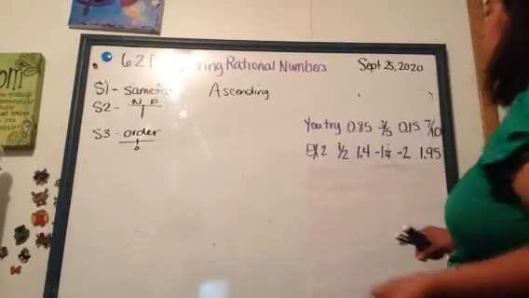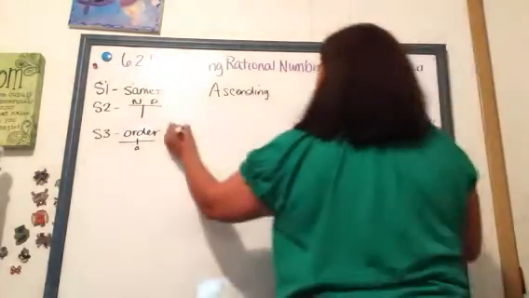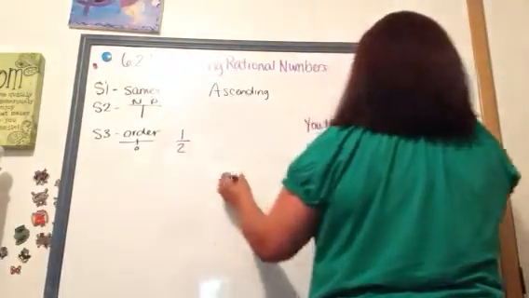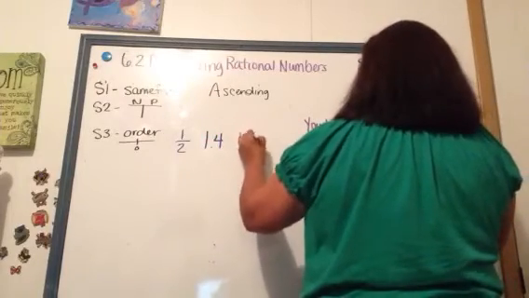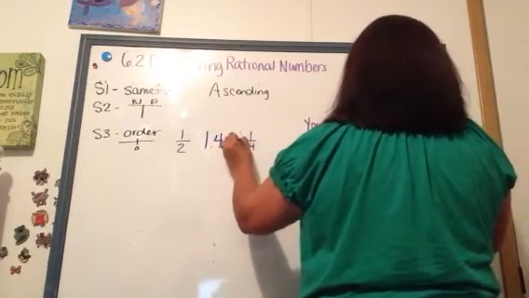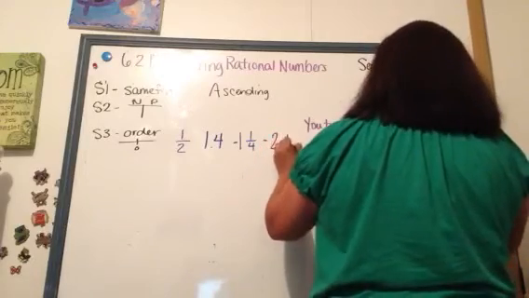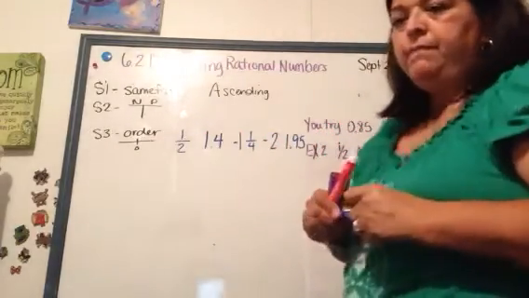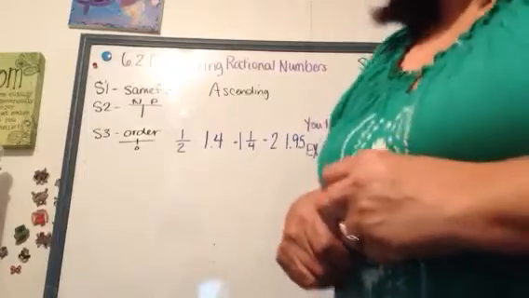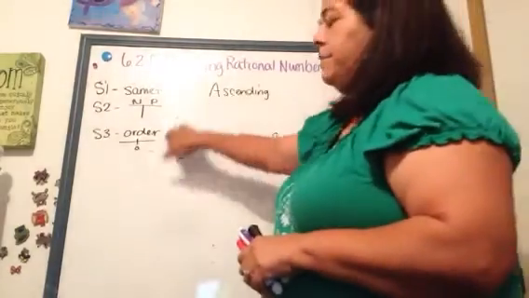Okay, so the next example is 1/2, 1 4/10, negative 1 1/4, -2, and 1 95/100. Okay, go ahead and write those down in your journal. And remember, we're going to use the same steps.